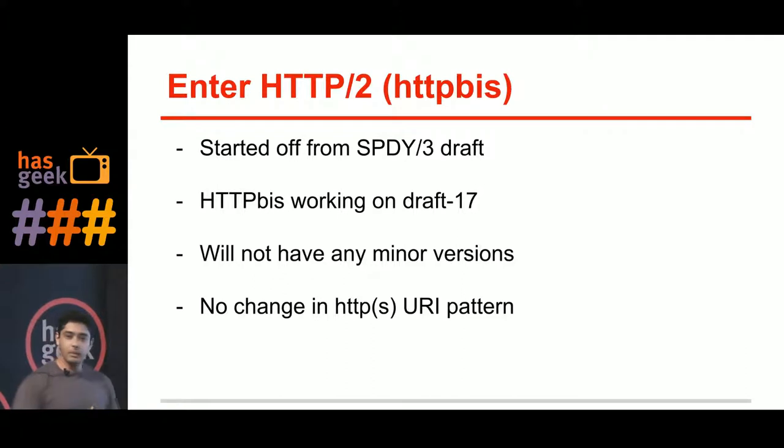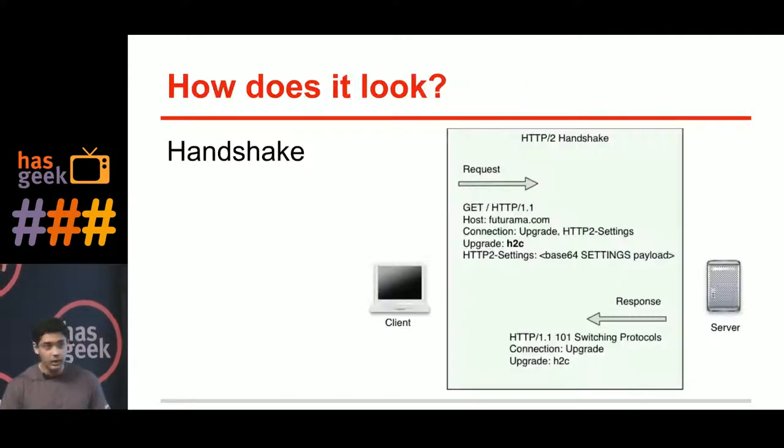Everything is backward compatible, such that the URI schemes, your http://, ftp://, whatever it is, those schemes will not change. The default ports are honored. In fact, even the handshakes, which we'll see later on, are HTTP compliant. And they made one smart decision, that there will no longer be any minor versions. So it's 2, and then there's 3, and then there's 4. There's no 2.2, 2.1, and so on and so forth.